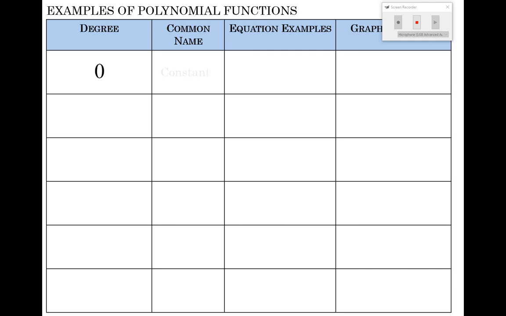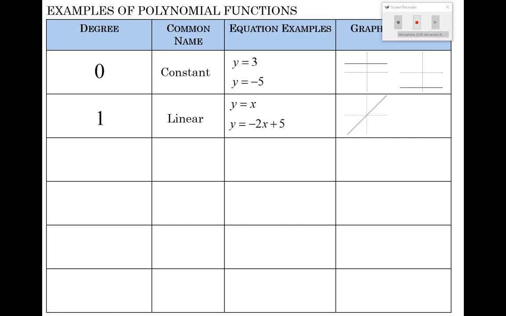So degree 0 was the constant functions, y equals 3, y equals negative 5. Technically these are called degree 0. Those were just horizontal lines. Then degree 1 is the linear functions, y equals x, y equals negative 2x plus 5. These are the y equals mx plus b's. Here's a couple of samples of what lines might look like. Degree 2 is quadratic. Here's a couple of quadratics and what they might look like. That's all review. Everything else is preview.